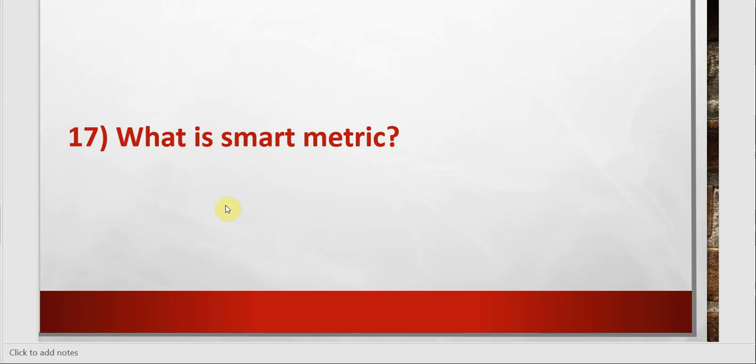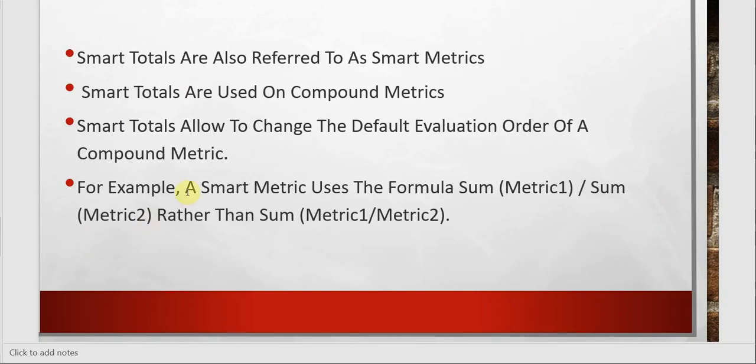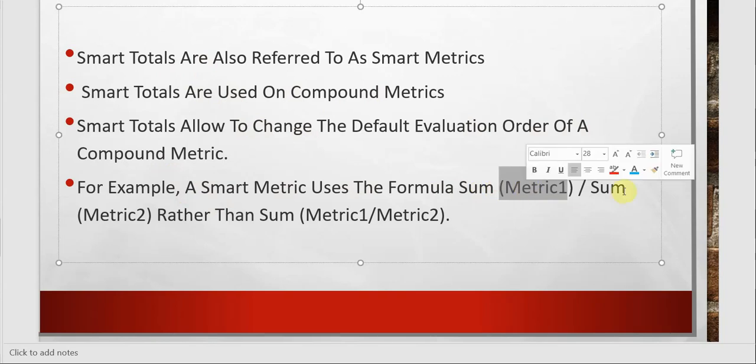17th question is, what is a smart metric? Smart metrics are also called smart totals. They are usually used on the compound metrics. They allow us to change the default evaluation order of a compound metric. For example, a smart metric uses the formula sum of metric 1 divided by sum of metric 2 rather than sum of metric 1 by metric 2.